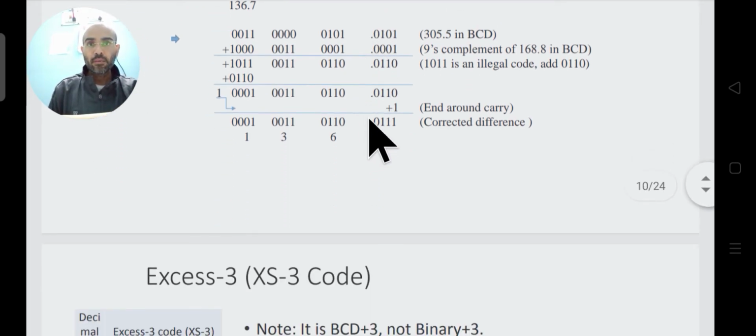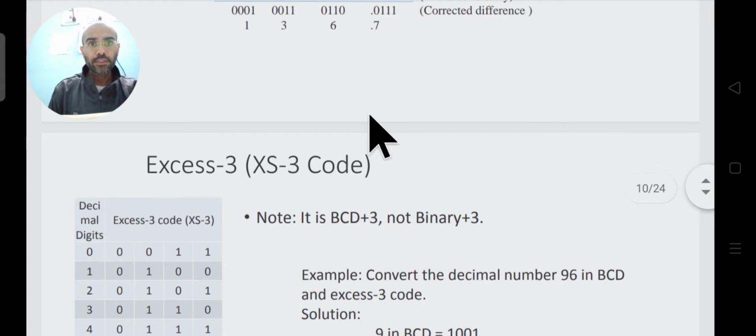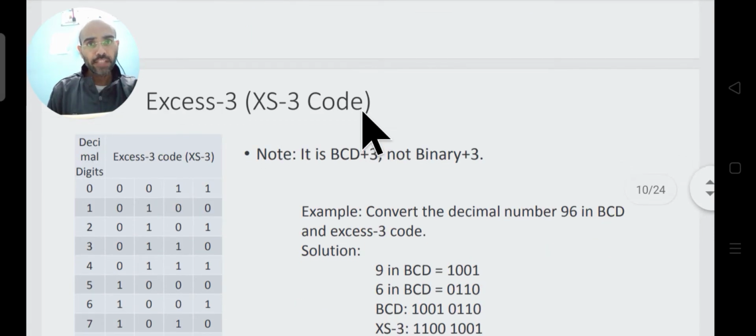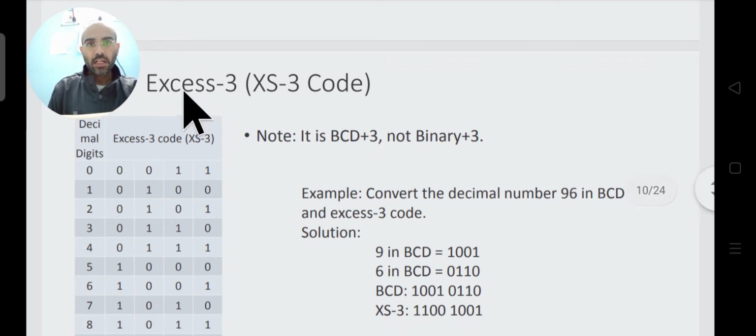Similarly, following the rules of 10's complement, you can try to perform the subtraction of two BCD numbers in 10's complement. You try it on your own, and if you have any doubt, you ask me in the tutorial class or in any doubt clearing class. Okay. So moving on to the next number system, the next coding scheme.